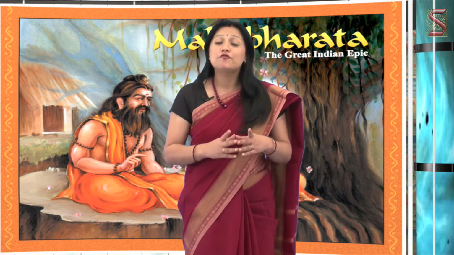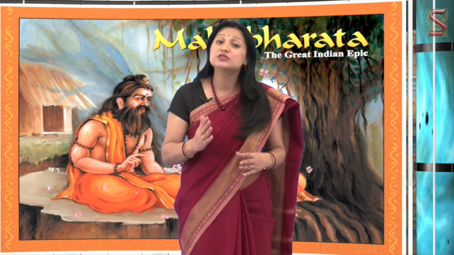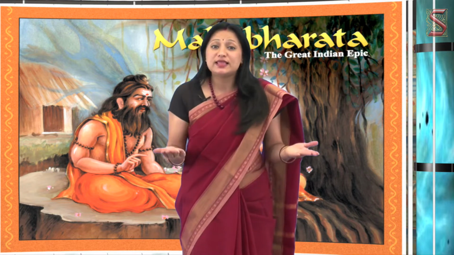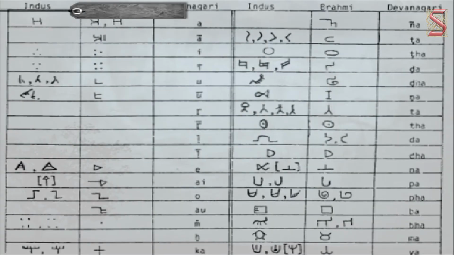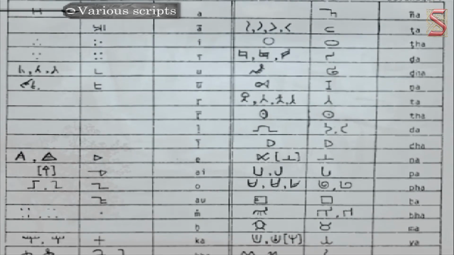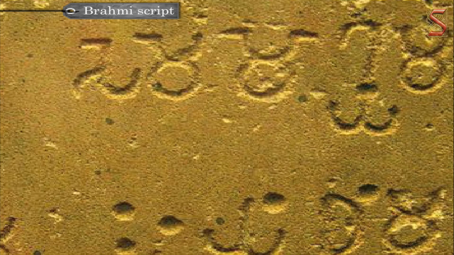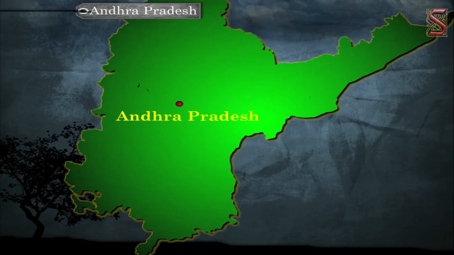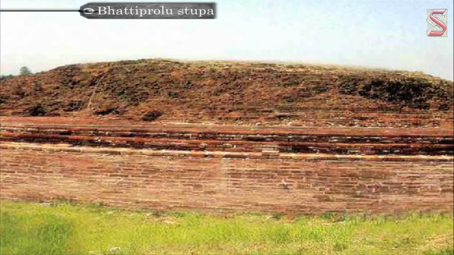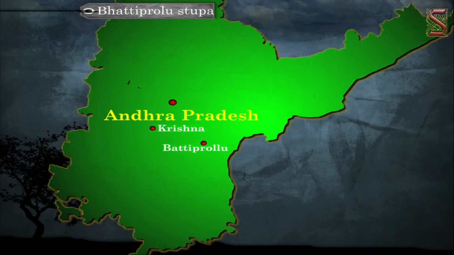The people from Indus Valley civilization used the scripts 4,000 years ago, but then they were not able to read like we do now. The various scripts that we use today in India have all been developed from the Brahmi script used by King Ashoka. One of the earliest inscriptions found in Andhra Pradesh is from Bhattiprolu Stupa, which was inscribed around 200 BC in Krishna district in Andhra Pradesh.